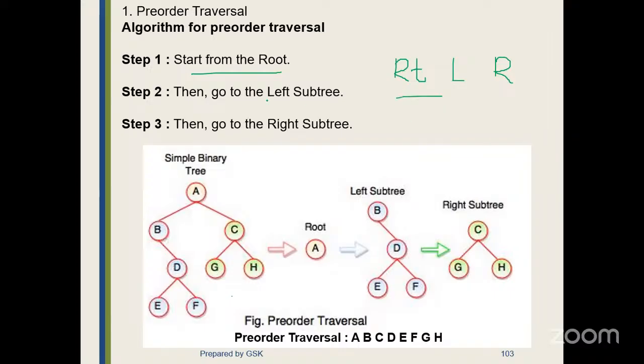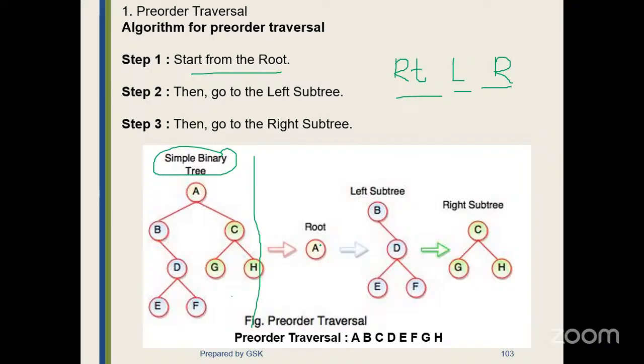This is root. So see the algorithm. Start from the root node, then go to the left subtree, then go to the right subtree. So this is the algorithm for the pre-order traversal. For example, we have a sample binary tree like this. So if we want to access all the nodes using pre-order traversal, then how will the method be?